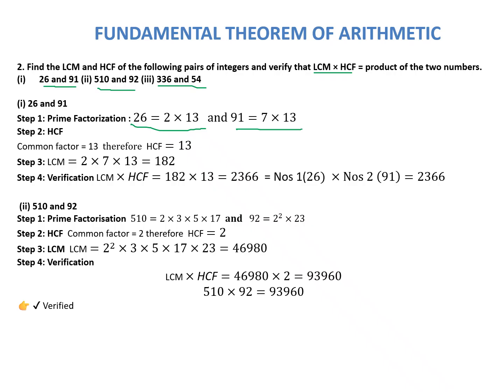We look for the common factor here. The common factor is 13, and the lowest power of 13 is 13 to the power of 1. Hence our HCF is equal to 13.